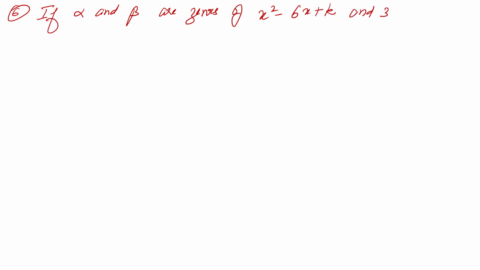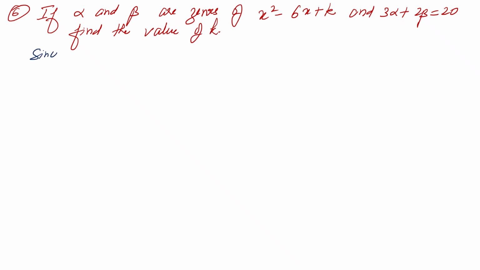We have, if alpha and beta are zeros of x square minus 6x plus k and 3 alpha plus 2 beta equals to 20. Find the value of k. Okay, so हम क्या लिखेंगे?